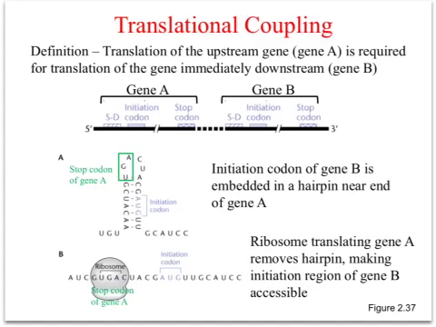Note that this is not transcriptional, it's entirely translational. So there is a transcript that goes all the way from the 5' to the 3'. The transcript is there, but the initiation codon in this transcript is blocked. As a ribosome moves through gene A, it opens up the secondary structure, allowing translation of gene B.